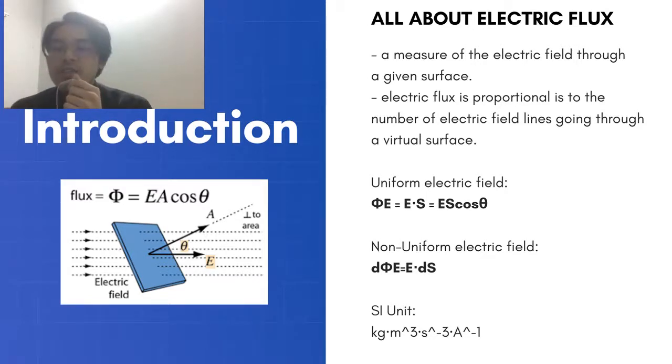So if the electric field is uniform, the electric flux passing through a surface of vector area S is phi E equals E times S equals ES cos theta, where E is the magnitude of the electric field, S is the area of the surface, and theta is the angle between the electric field lines and the normal to S. For a non-uniform electric field, the electric flux d phi E through a small surface area dS is given by d phi E equals E dS, where the electric field E is multiplied by the component of area perpendicular to the field.